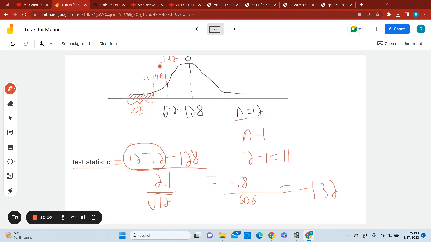So if you're going to compare your test statistic to your critical value, if the test statistic is lower than the critical value, it's going to give you a bigger p-value, right? Look at the area to the left of my test statistic. It includes this extra white space, right? The area to the left of my critical value is exactly 5%.